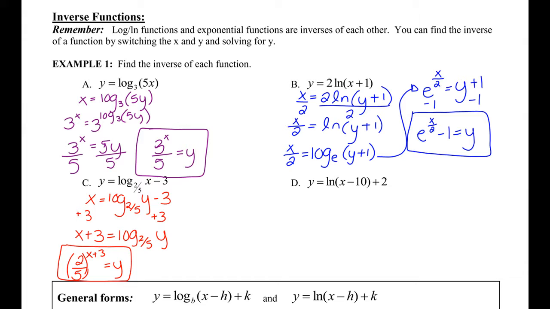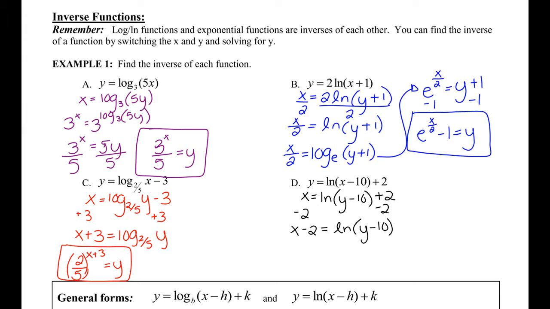Then we have our last one, example D, starting the same way by switching the x and y to get x equals the natural log of y minus 10, plus 2. So we're going to subtract 2 from both sides in order to get the natural log by itself.